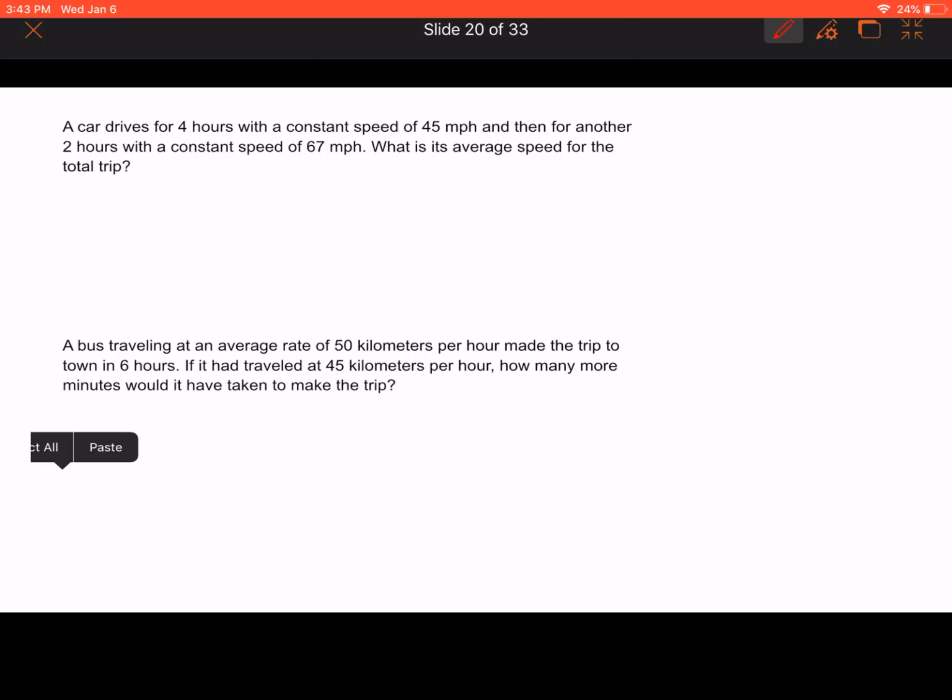A car drives for 4 hours with a constant speed of 45 miles per hour. So it drives 4 hours at a speed of 45 miles per hour. Then for another 2 hours, the constant speed of 67 miles per hour. What is the average speed for the total trip?